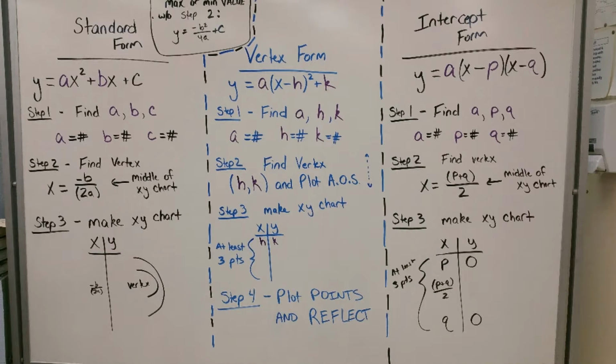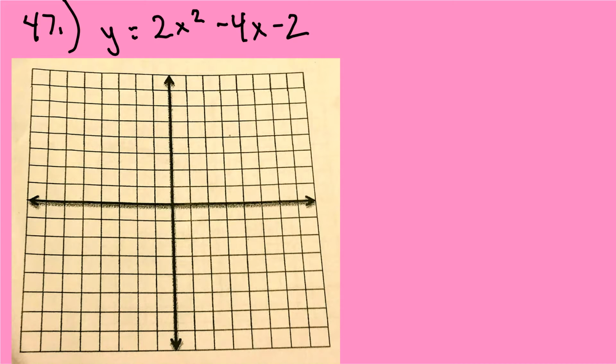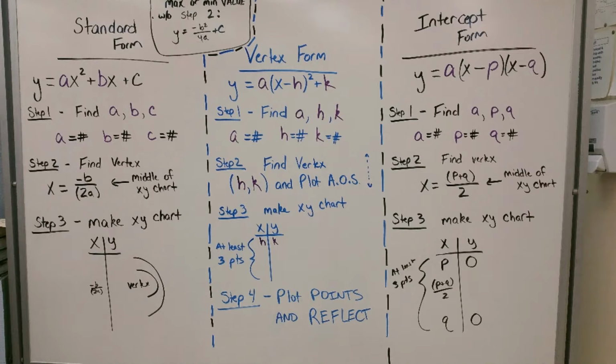Alright, for 47, 48, 49, 50, and 51, we're going to use this board right here. It's going to tell us which form to use, which steps to follow. So I look at 47. 47 is y equals 2x squared minus 4x minus 2. It's standard form because there's no parentheses. So I'm going to follow these steps right here.